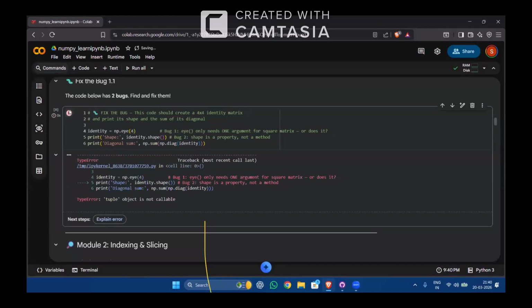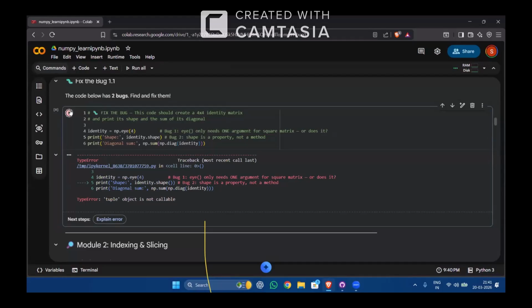And the second one is, shape is actually a property. It is not a function. So there is no need of round brackets there. You have to remove those two round brackets after shape.